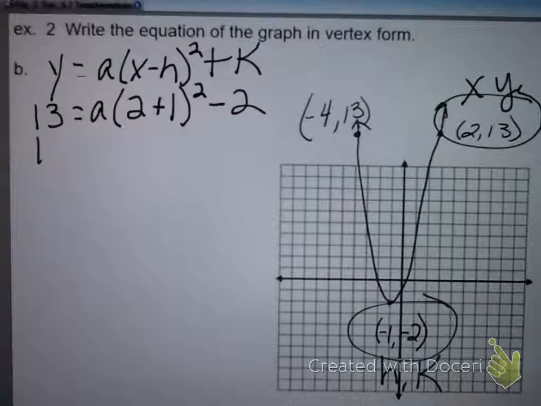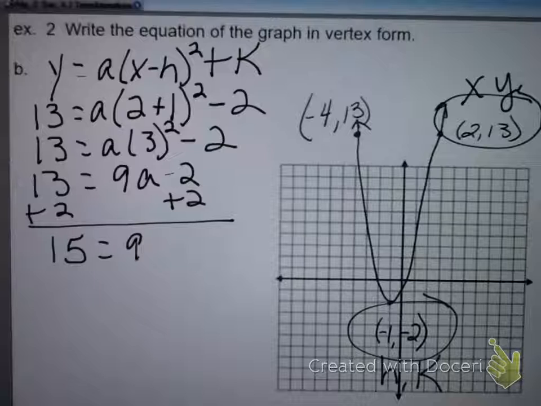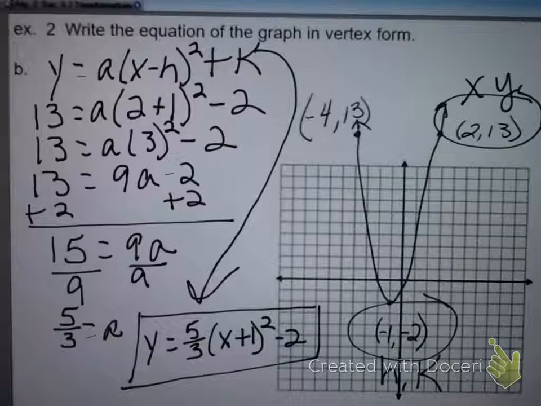Then we need to clean this up. We're going to clean up inside the parentheses. Multiply 3 squared is 9 and put that in front of the a, and then solve for a. Okay, now we're going to plug that into the vertex formula. And there is our vertex form.